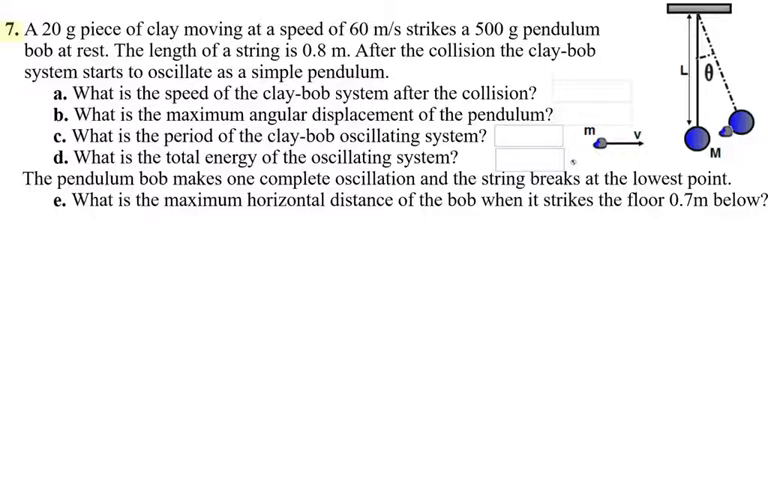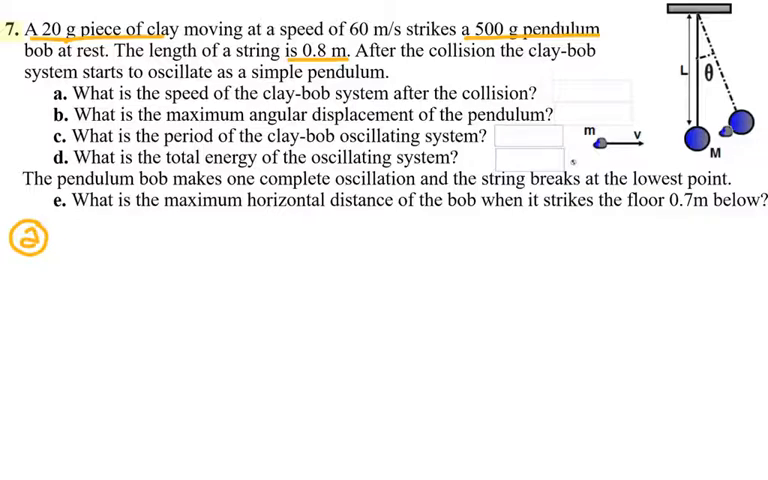So let me maybe highlight everything that's given. So the mass of the bob is given. The clay is given. So this is the clay. This is the bob, the pendulum bob, and the length of the string is given. After the collision, the clay bob system starts to oscillate as a simple pendulum. What is the speed of the clay bob system after the collision? So for the first part, for A, I can do momentum before, momentum after.